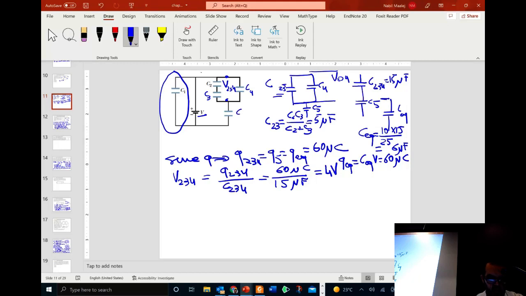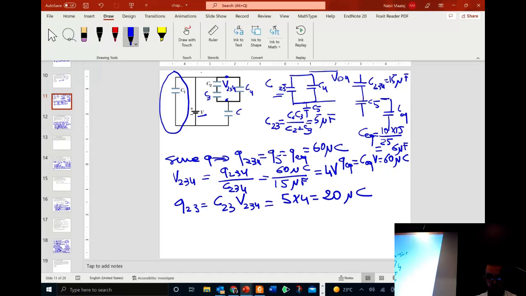We can, because we have the voltage, we have the capacitance, 5 microfarads. So now I can determine Q23, it's equal to C23 times V234, which is equal to V23. So C23 we said is equal to 5 microfarads, and V234 is 4, so 5 times 4 is 20 microcoulombs. So now I have the charge Q23, which is the charge on capacitor C23.